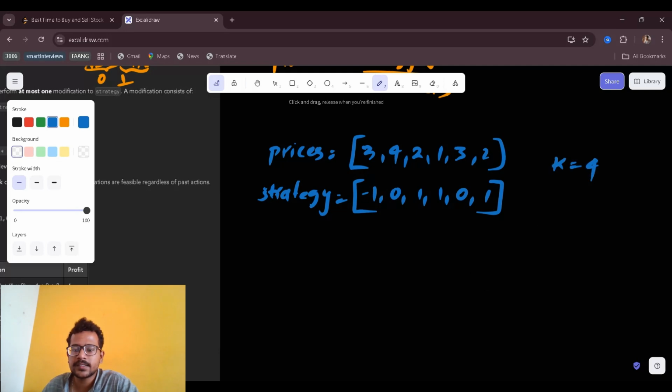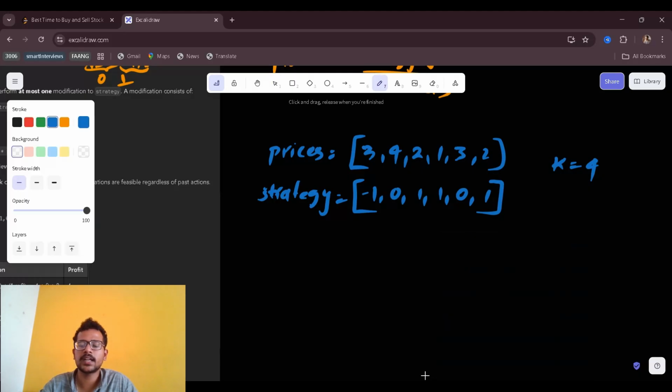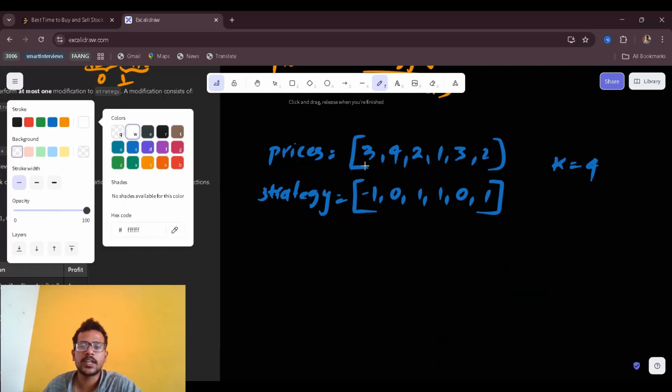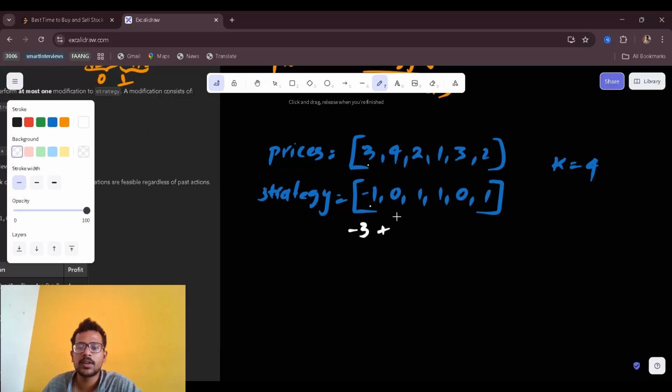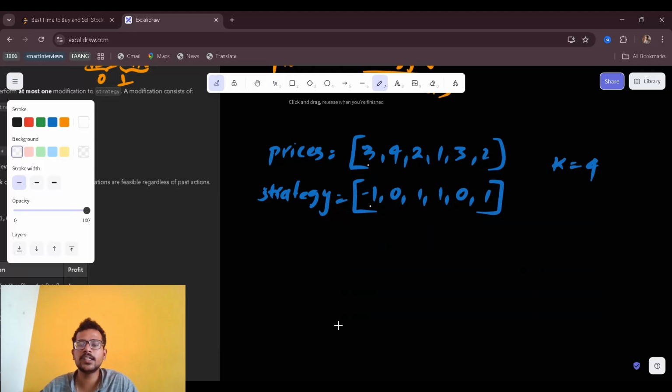So as I said, I select k elements in the strategy and change the first k by 2 elements to 0 and the next k by 2 elements to 1. Let us do that. First thing, what if I didn't change anything? Then I would get 3 into minus 1, minus 3, plus 4 into 0, 0, 2 into 1, 2, and 1 into 1, 1, plus 3 into 0, 0, 2 into 1, 2. That is 2, 3, 5, minus 3, nothing but 2. So I got 2 without any change, but let us see if we change.